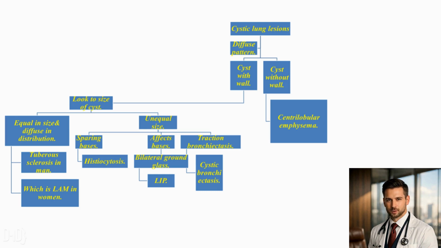If cysts are unequal in sizes with sparing of bases, the diagnosis is histiocytosis. While if they are unequal in sizes with affection of bases, plus bilateral ground glass patterns, the diagnosis is lymphocytic interstitial pneumonia. If they are unequal in sizes with traction bronchiectasis, the diagnosis is cystic bronchiectasis.